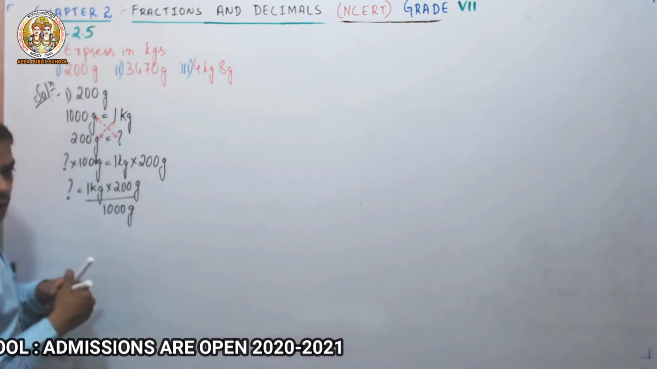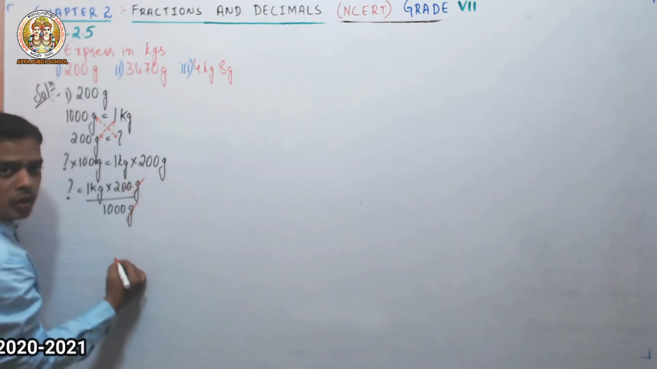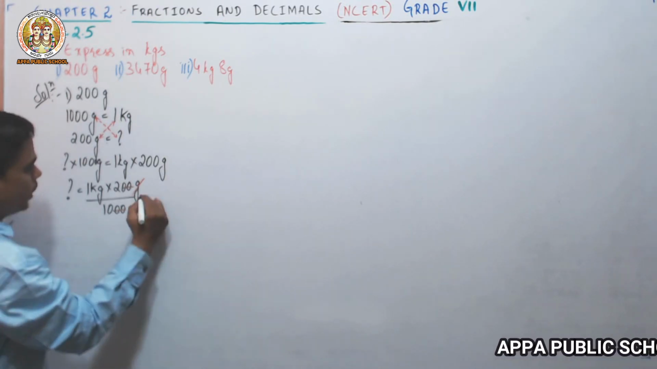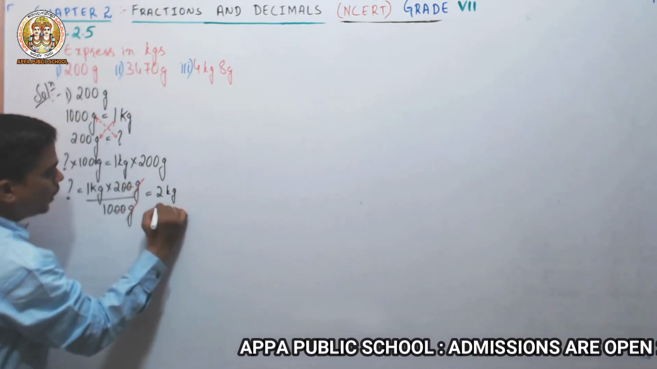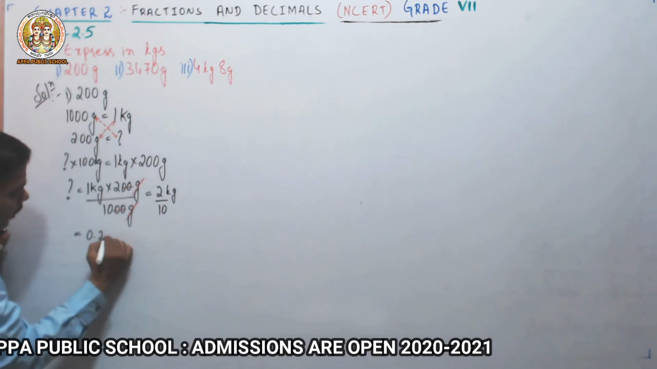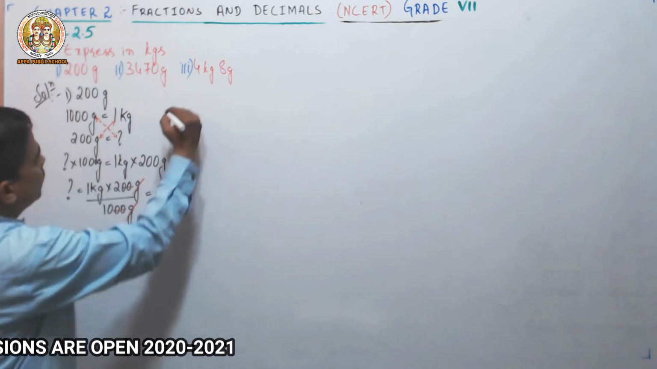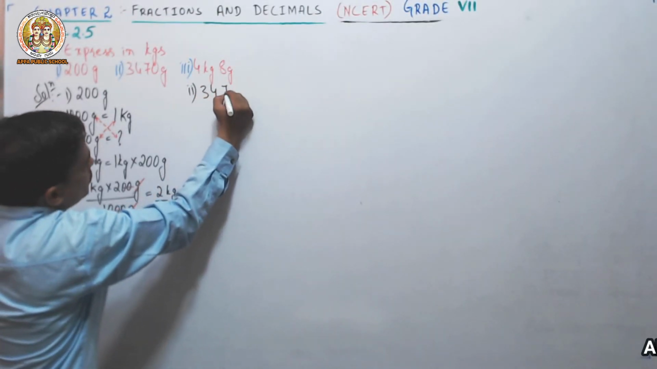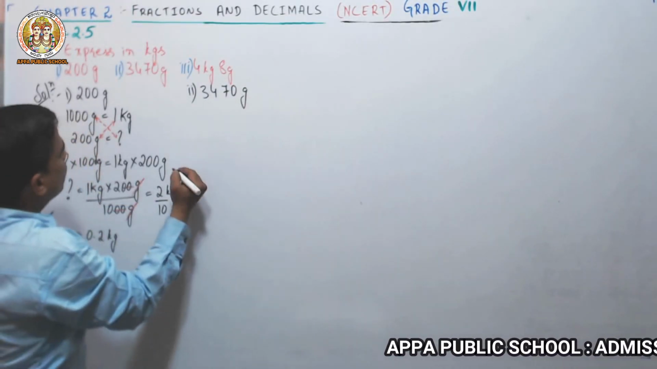See here please, this gram and this gram unit I will cancel. 2 zeros in the numerator, 2 zeros in the denominator. So what remains is 2 into 1 is 2 kg divided by 10. How much will it be? That is 0.2 kg is the answer. Next, second bit. What is the second bit? 3470 gram. This we have to convert into kilogram.